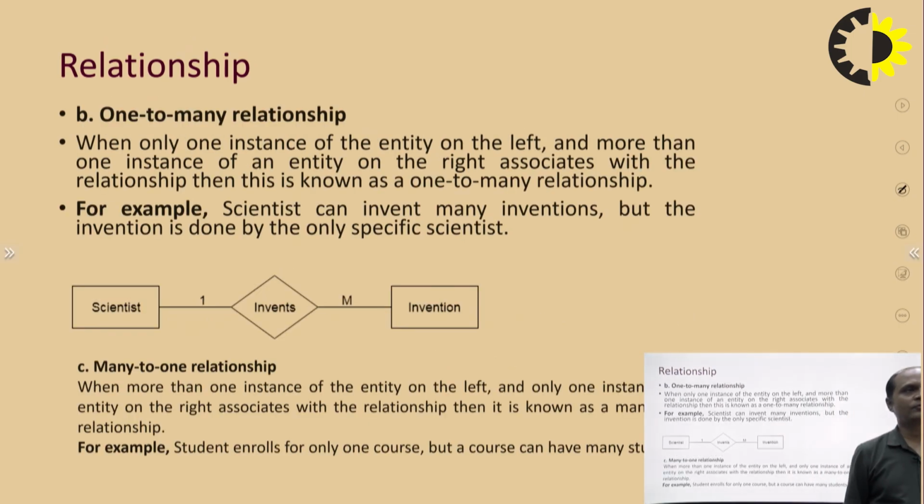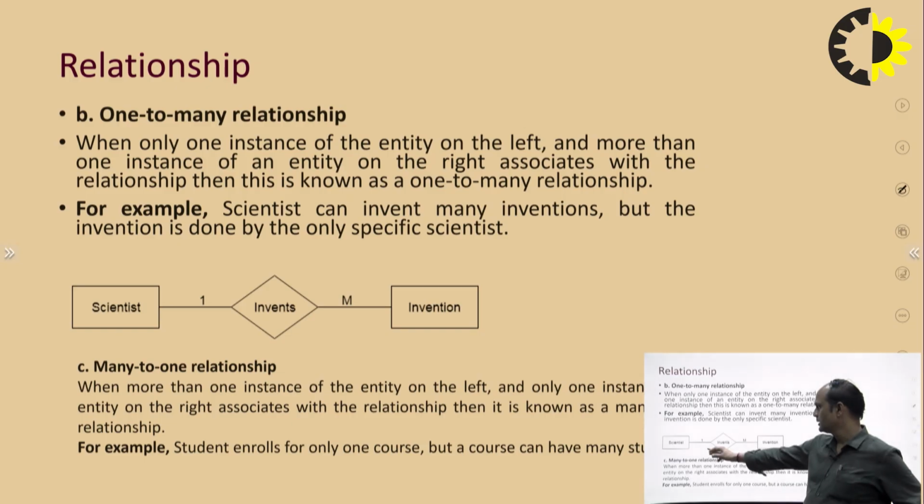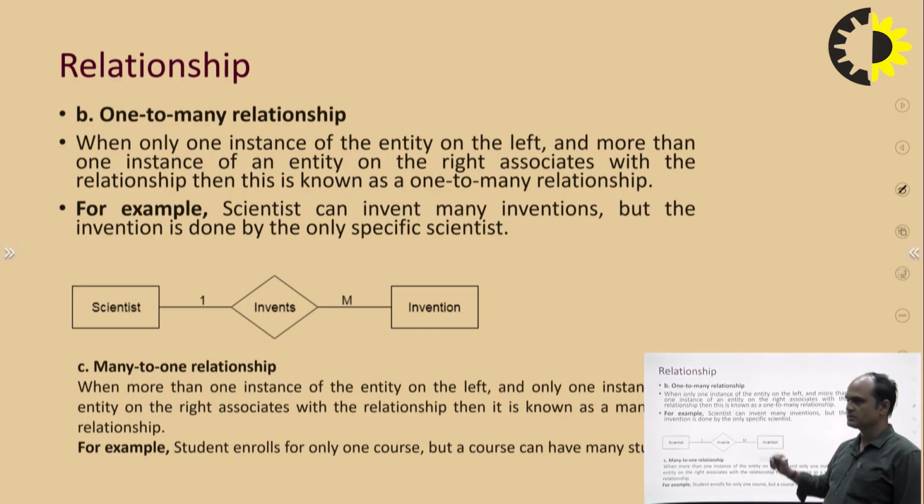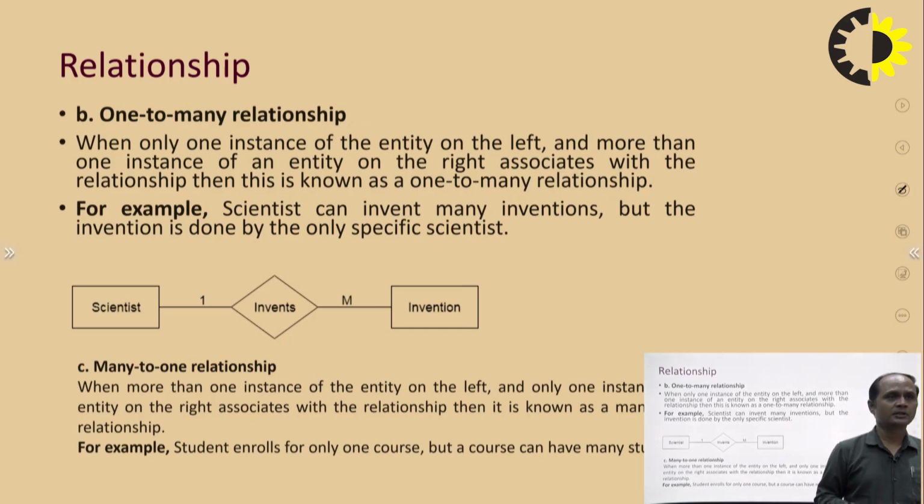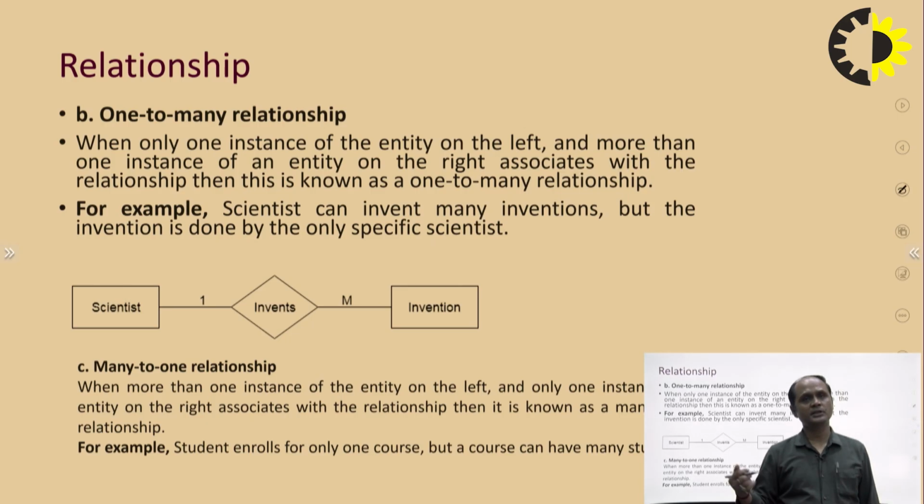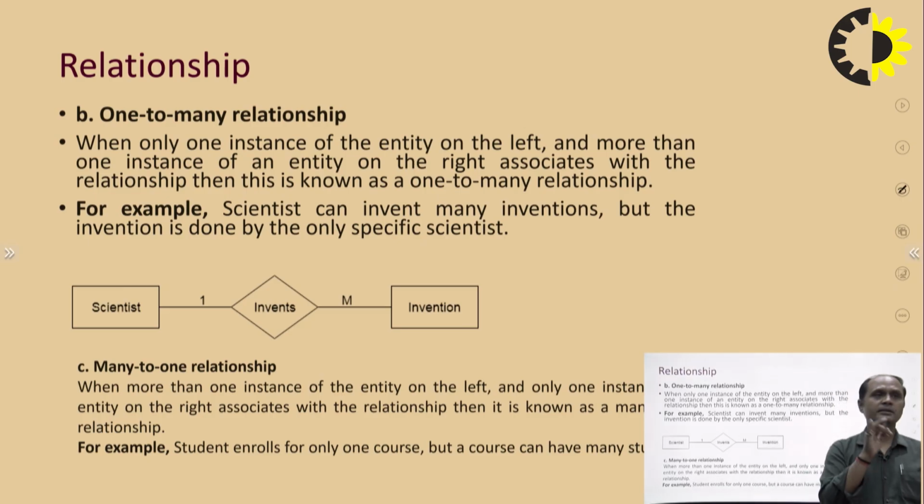One female married to one male is a simple one to one relationship. A one-to-many relationship is when only one instance of the entity on the left side is associated with more than one instance of the entity on the right side. For example, a scientist invents many inventions. One scientist having only one invention is possible, but one scientist inventing more than one thing is also possible.